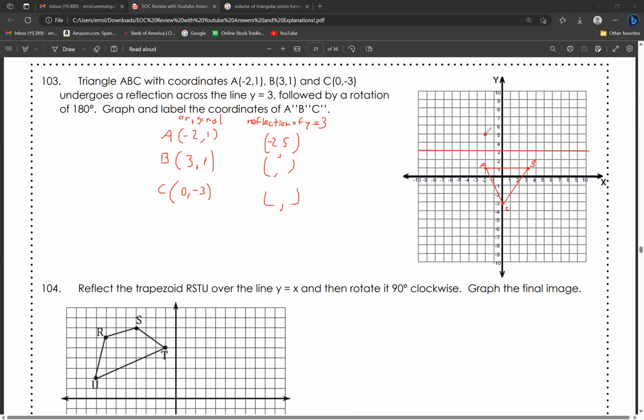Yeah, it'll be reflected about the line. You don't add the 3 to it. Actually, let me do it in a different color. Let's do it in blue. So this one would be the new one. See, this distance is 2 right here. This distance would be 2 right here also.